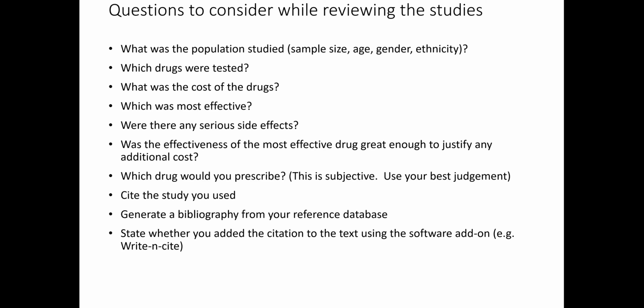Okay, here are some general questions to consider while reviewing studies in general. What was the population studied? So you look at the papers and you consider papers that are going to be in the range of 66 years old. Which drugs were tested? You want to make sure Travatan's in there. What was the cost of the drugs? You'll have to look that up separately in Google. Which was most effective in terms of what was read?